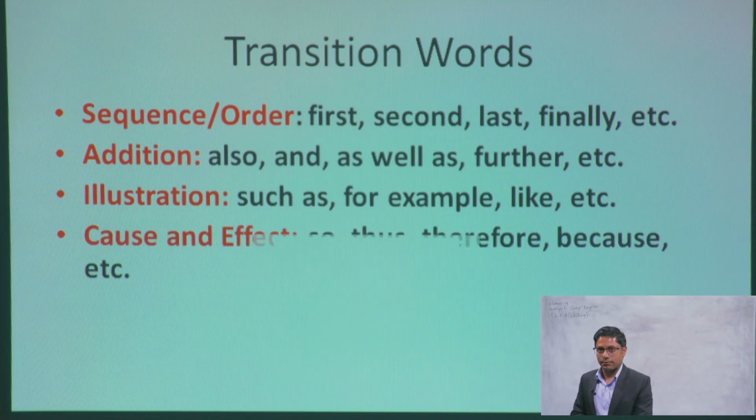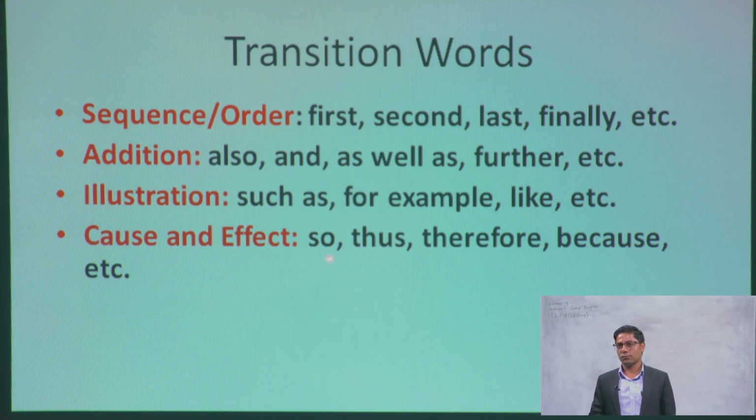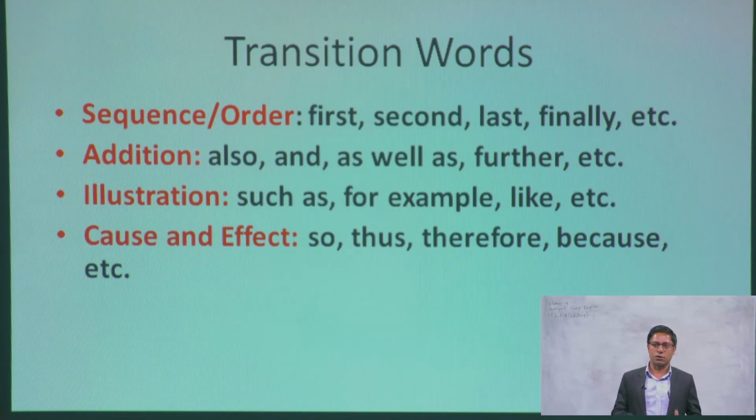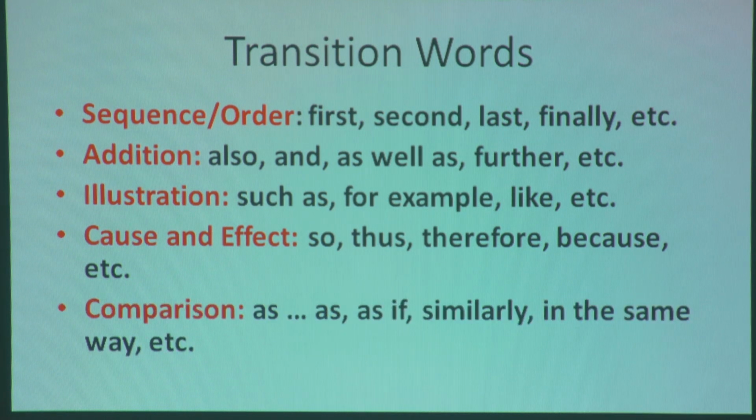Look at the next type. The next type was cause and effect. So, thus, therefore, because, etc. are used to show cause and effect. Similarly, the next was comparison. Do you remember how we used them to compare? I had given you the example also. So, see there: as if, similarly, in the same way. Such transition words are used to compare.